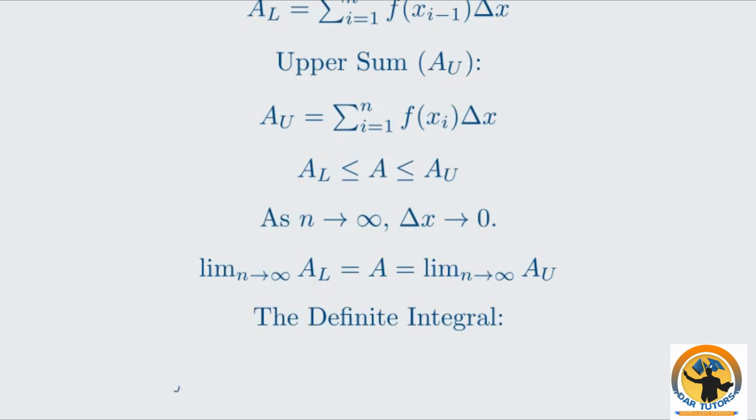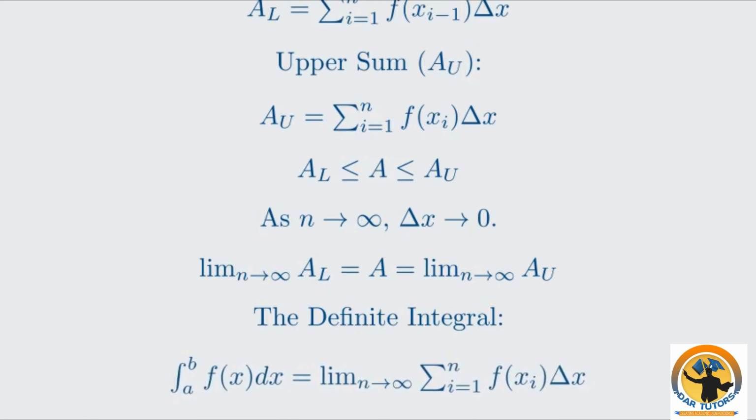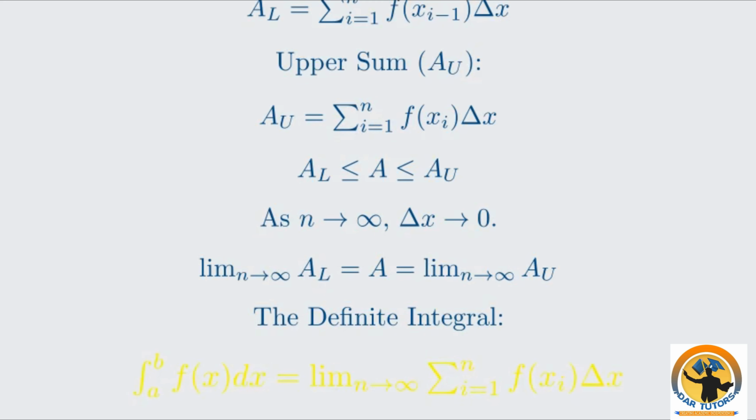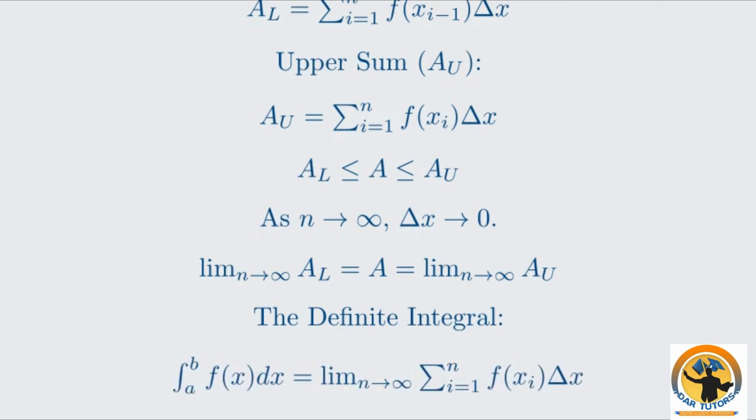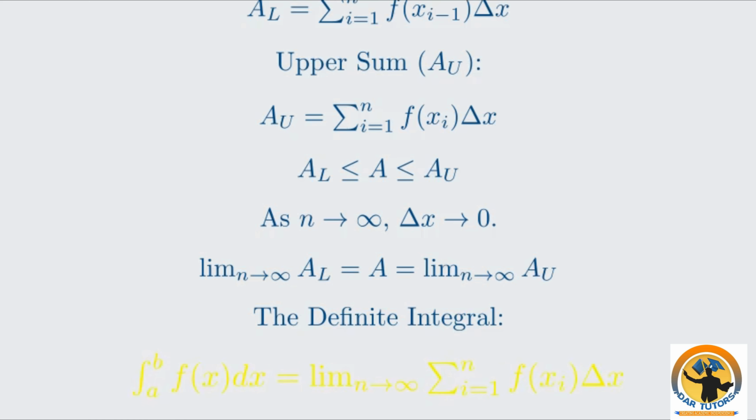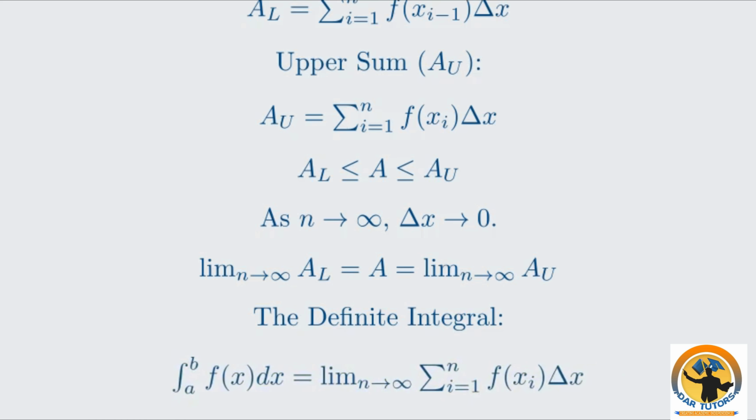We define the definite integral of f of x from a to b as the limit of the Riemann sum as n approaches infinity. The symbol is an elongated S, which stands for sum. The numbers a and b are the lower and upper limits of integration. The dx indicates that we are integrating with respect to the variable x. This is known as the Riemann integral, named after the German mathematician Bernhard Riemann, who formalized this concept using limits.